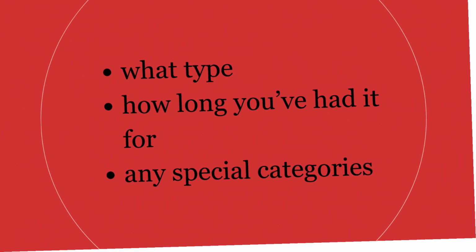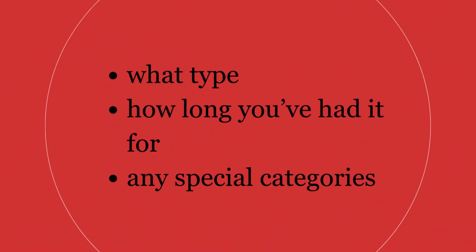To summarise then, if you do have a driving licence, you could mention what type and how long you've had it for. If you have any special categories, you could also mention that. Alternatively, if you don't have one, you can talk about why and whether you might want to get one in the future.